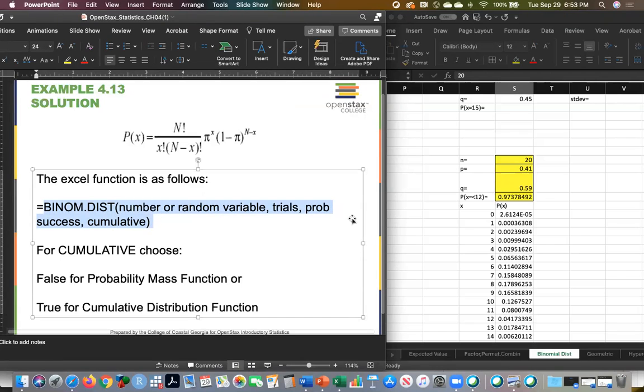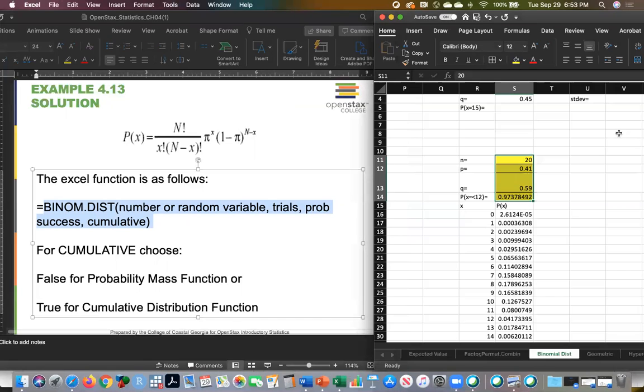We need the number of the random variable, the number of trials, and the probability of success. And then for the cumulative argument, we can use false for the probability at that particular point, or true for the cumulative distribution function.